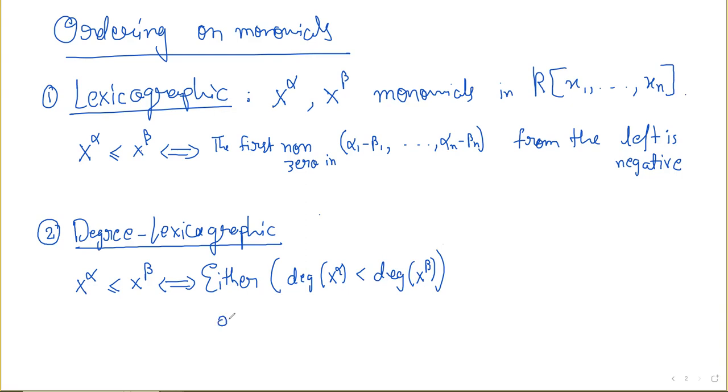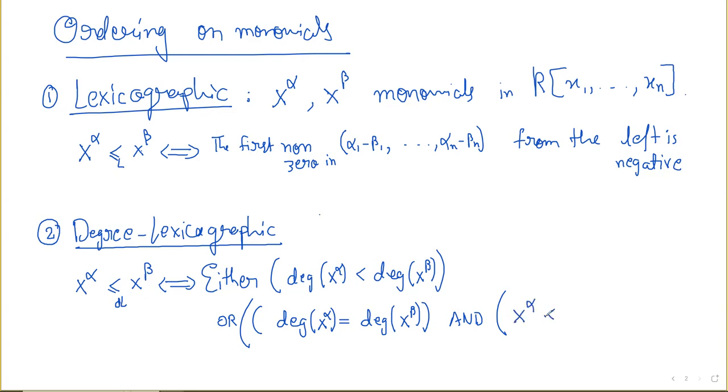Either this, or it is equal. So here I will call lexicographic. If there is some other notation, you can tell me. Otherwise, we will use this notation. Okay, good. So then we have DL. Is this strictly less than or is it like this? Or maybe here it doesn't matter.